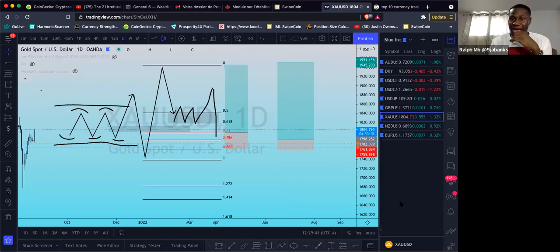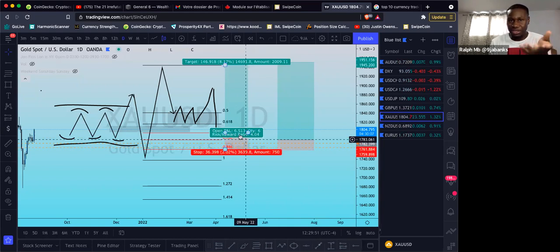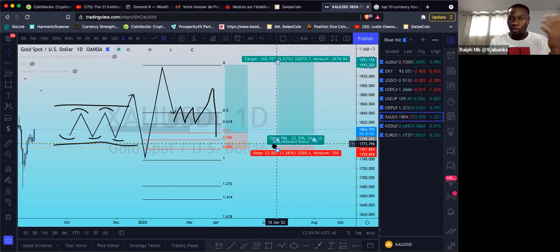I remember I placed my trade and I went for a run, literally, because I have an understanding of how this works. I don't want to worry.